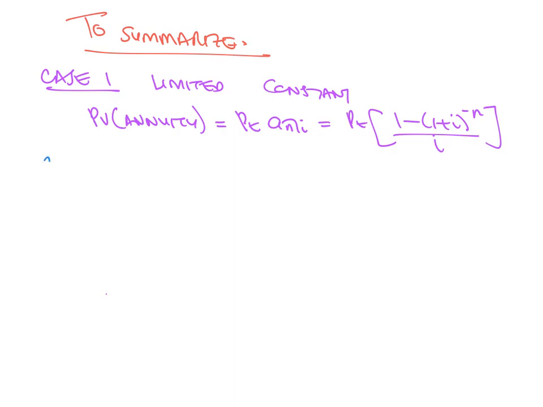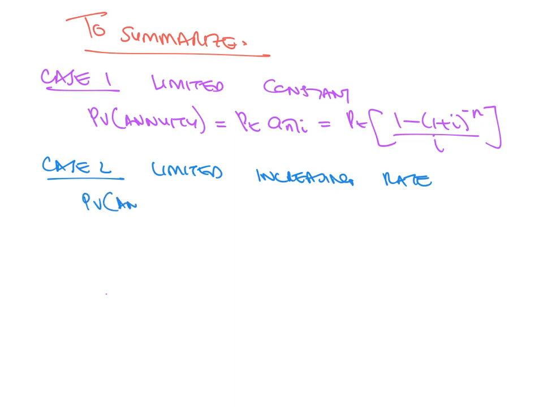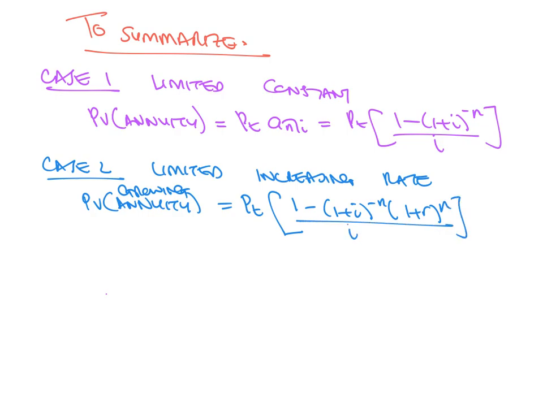Then case two is I have a limited number of withdrawals, but these withdrawals are at an increasing rate. The withdrawals are increasing. The way in which I find the lump sum that I need to deposit today is the present value of a growing annuity, which is PT times 1 minus 1 plus I to the negative n multiplied by 1 plus R to the n, divided by I minus R.